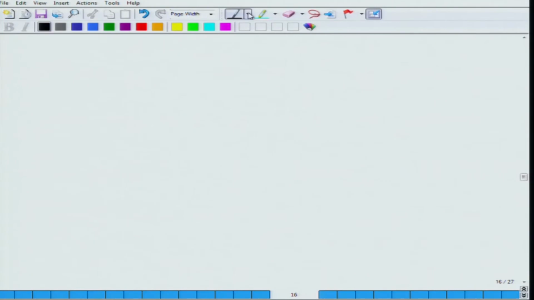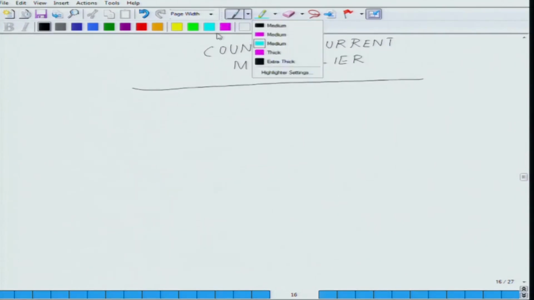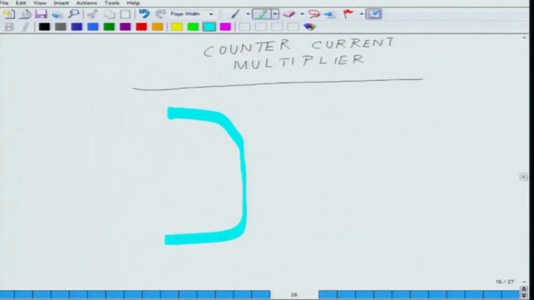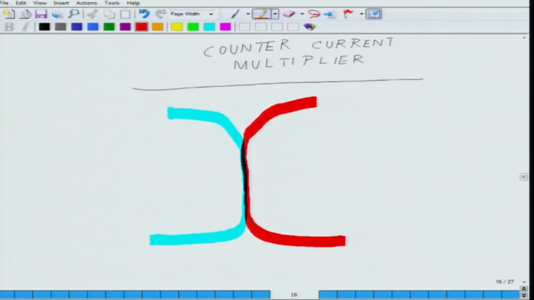Okay. So, let us move on to counter current multiplier. So, what essentially is counter current multiplier? So, let us think of two tubes here. Let me pick up the right color set. Something medium. Fine. So, one tube is like this, and there is another tube which is like this. Fine. They are in touch, but they are not continuous with each other.